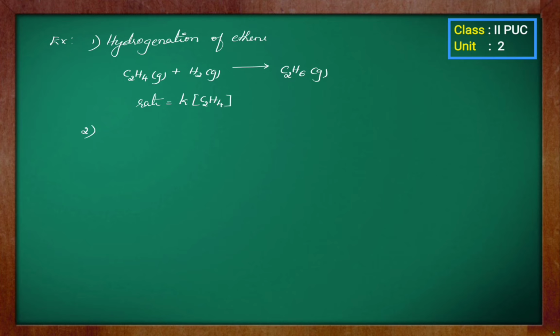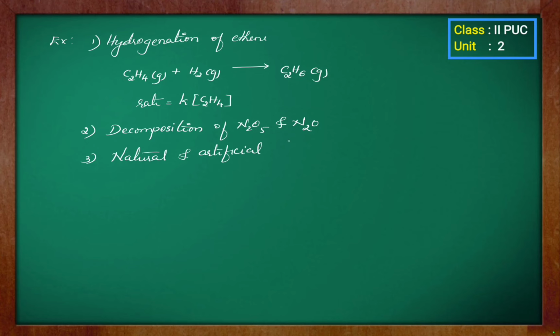Another example is decomposition of N2O5. The decomposition of N2O5 is also a first order reaction, and you should remember that the natural and artificial radioactive decay of unstable nuclei are always first order reactions. So this is important to remember. Natural and artificial radioactive decay are first order reactions.